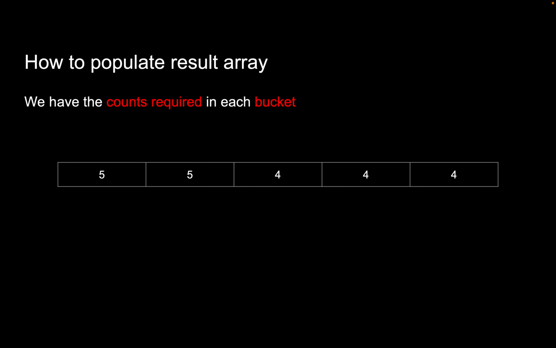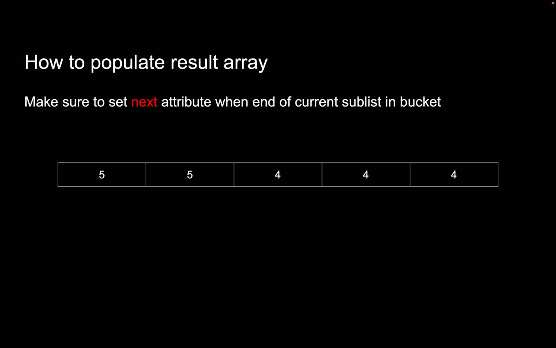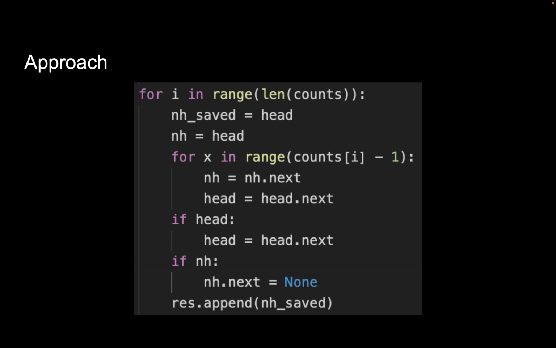Okay, so how do we populate the result array, which is what we need to return for this question? Notice that we already have the counts required in each bucket. We need to iterate through the linked list and break off when the length is hit. So we go through the linked list, and when the 5th element is hit, then we know that the first bucket has been filled up, and then we move on to the second bucket, right? We make sure that the next attribute of the last node at the end of the first sublist is set to None when we reach the end of the current iteration. So let's see that in action in this code.